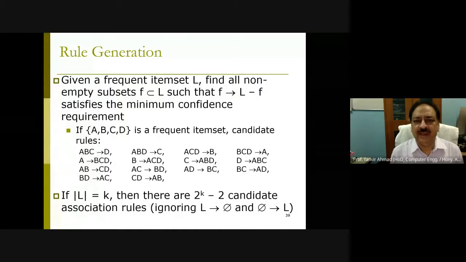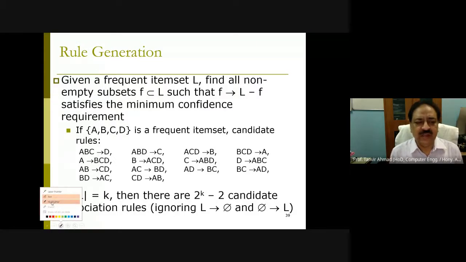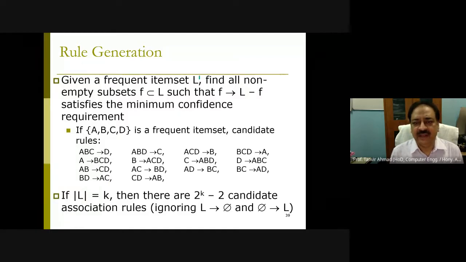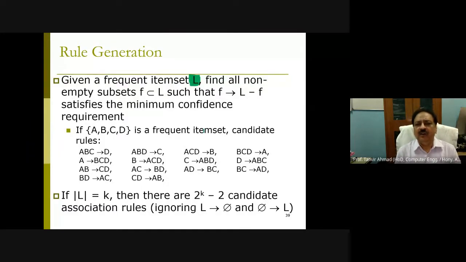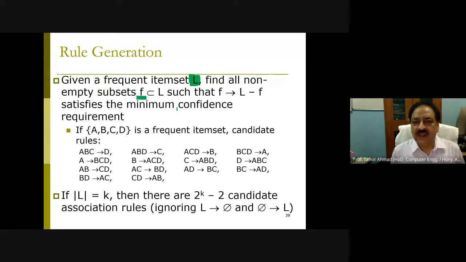You are given frequent items, say L, which is the list of frequent items. Now, our aim is to find all non-empty subsets F which belong to L. Therefore, we want to find F, which is a subset of L, such that the rule is F follows L minus F. That means you want to generate rules from those L that satisfy the minimum confidence requirement.